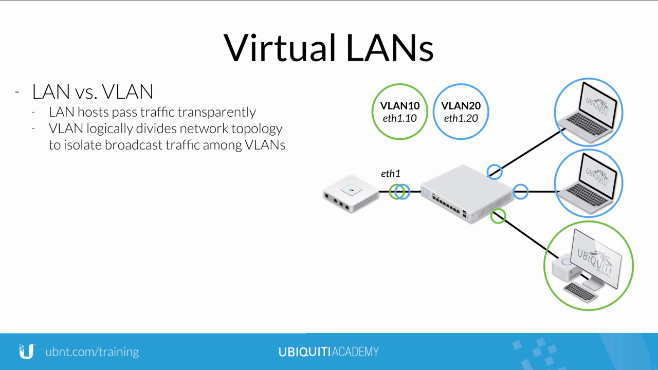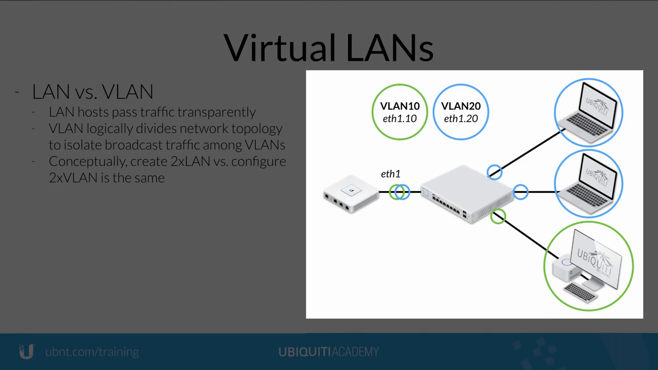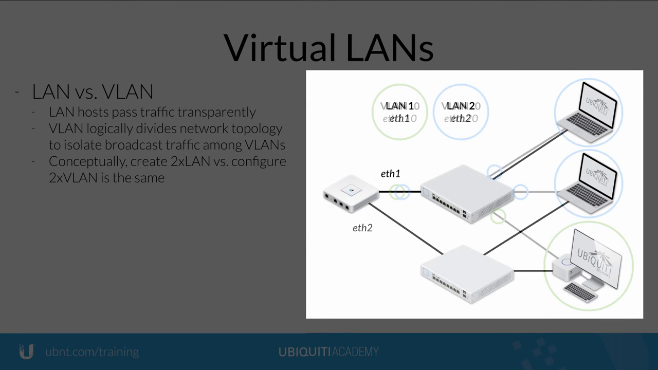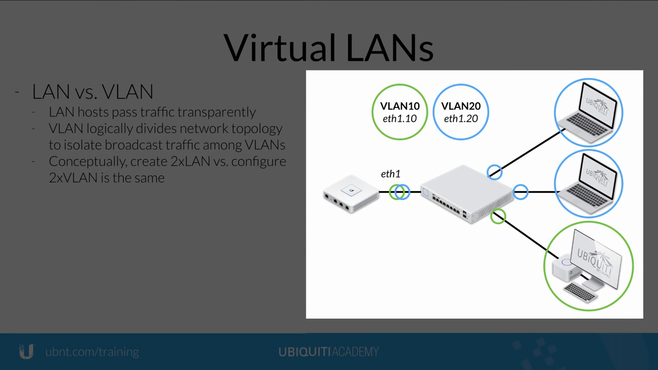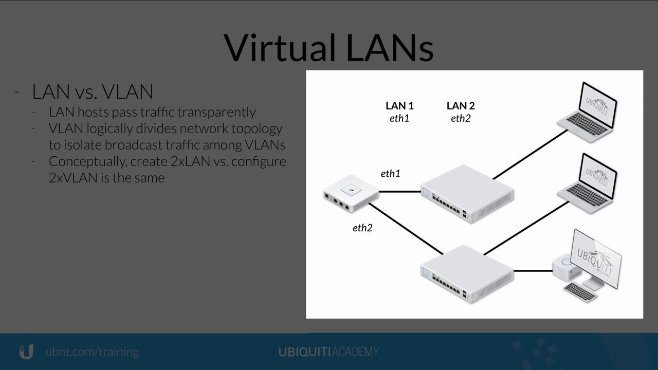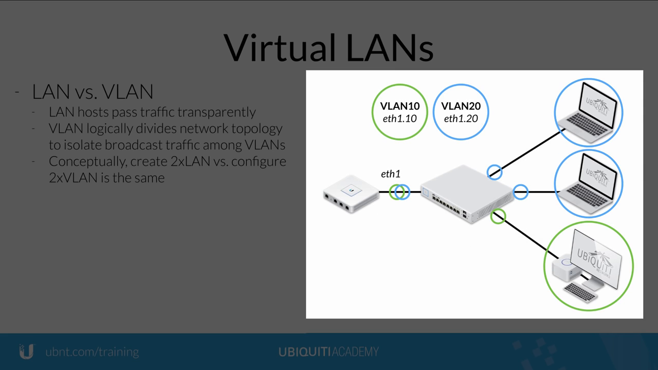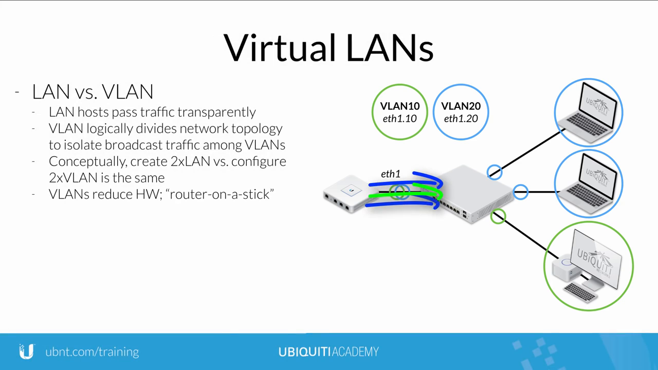By contrast, virtual LANs, or VLANs for short, logically divide a local network topology in order to isolate traffic to separate broadcast domains. Conceptually speaking, deploying two different LANs is the same as configuring two different VLANs on the same hardware. However, virtual LANs consolidate hardware, like in a router on a stick topology.